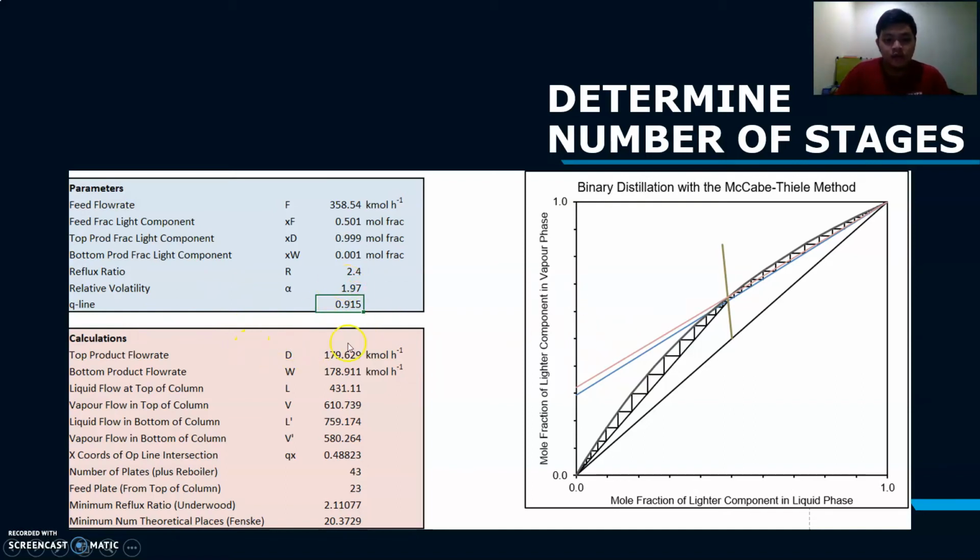From the calculation we get our top product flow rate and bottom product flow rate by using the material balance, and we also get our L, V, L prime, V prime, and QX. What we need is the number of plates, including the reboiler, which is 43, and the feed plate from the top of the column is 23, which means the feed is on the 23rd plate. Then we have our minimum reflux ratio of 2.11077 and minimum number of theoretical plates of 20.3729.